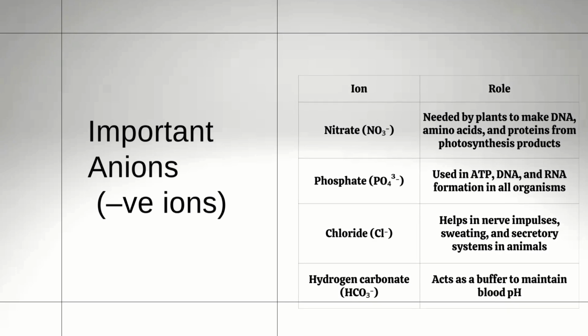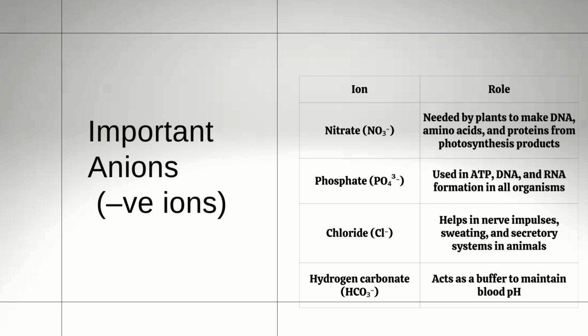First, let's talk about anions, which are negatively charged ions. These include nitrate ions. Plants absorb these from the soil to synthesize amino acids and proteins. Without nitrates, plants cannot grow properly. Phosphate ions. Phosphates are essential components of DNA, RNA, and ATP. In other words, they're involved in genetics, energy storage, and energy transfer within cells.